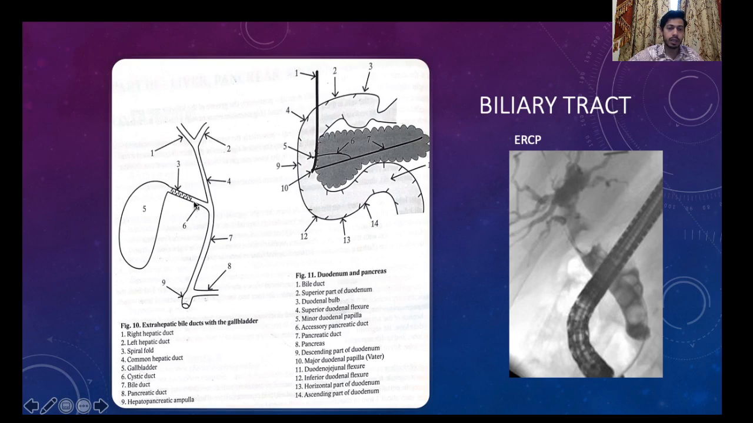and then you've got the cystic duct, and this here is the pancreatic duct. So you've got the gallbladder, you've got the liver, and then you've got the pancreas involved in this function. Obviously, number nine is the hepatopancreatic ampulla, also Vater's papilla.